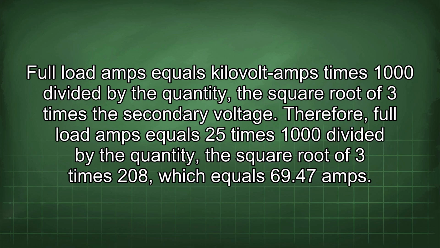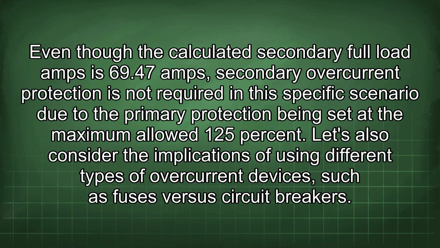Full load amps equals kilovolt amps times 1000 divided by the quantity, the square root of 3 times the secondary voltage. Therefore, full load amps equals 25 times 1000 divided by the quantity, the square root of 3 times 208, which equals 69.47 amps. Even though the calculated secondary full load amps is 69.47 amps, secondary overcurrent protection is not required in this specific scenario due to the primary protection being set at the maximum allowed 125%.